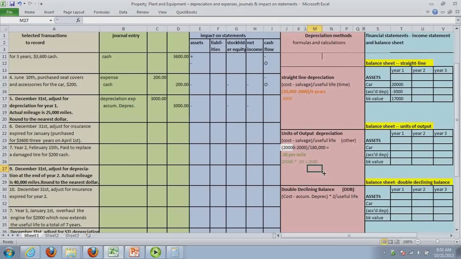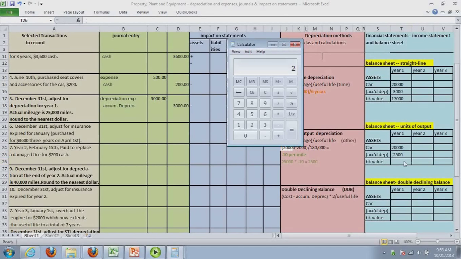So with straight line we know nothing changes, it's 3,000 every year. With units of output we have no idea what it's going to be until we see what the usage is. So I'm going to put in the cost remains the same whichever method we use. The cost is presented, and then you present the accumulated depreciation separately. So this time we have what? 20,000 minus 2,500 is 17,500.